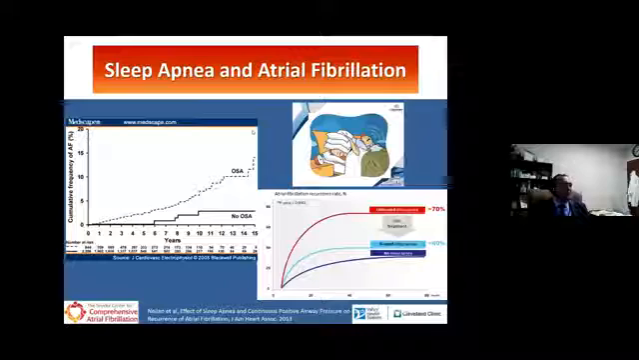And regarding the relationship between sleep apnea and atrial fibrillation, as you can see, people with obstructive sleep apnea have a 15 to 20% higher chance to develop atrial fibrillation compared with people who do not have sleep apnea. And if you have untreated sleep apnea, the risk of atrial fibrillation recurrence is about 70%. However, if you start treating this sleep apnea, that risk decreases to about 40%, the same as in people who do not have sleep apnea.